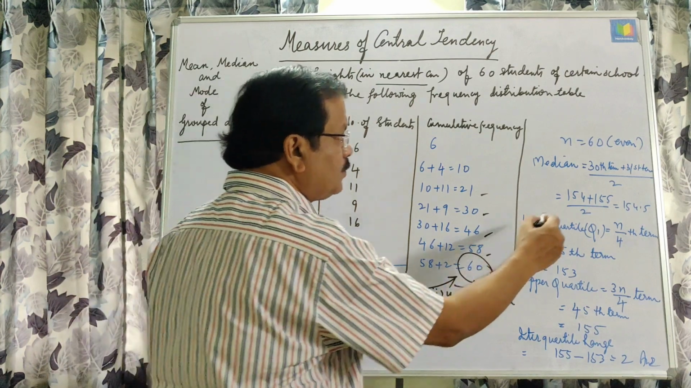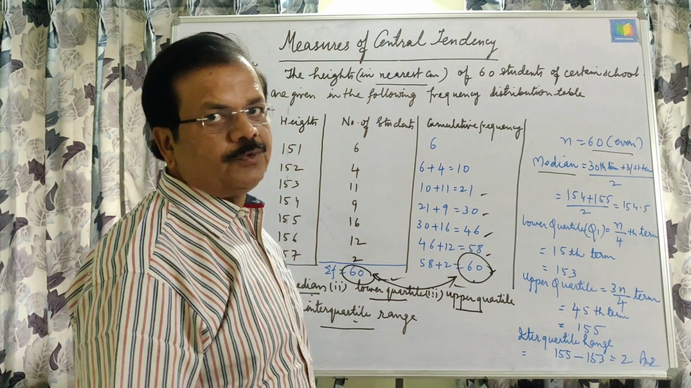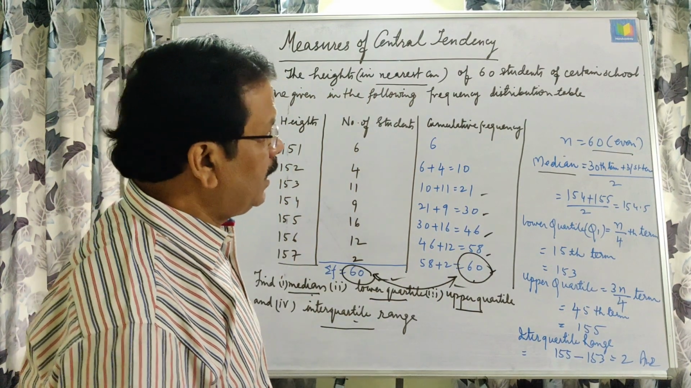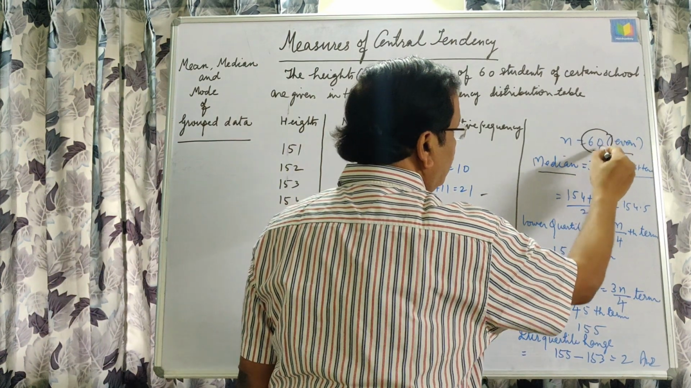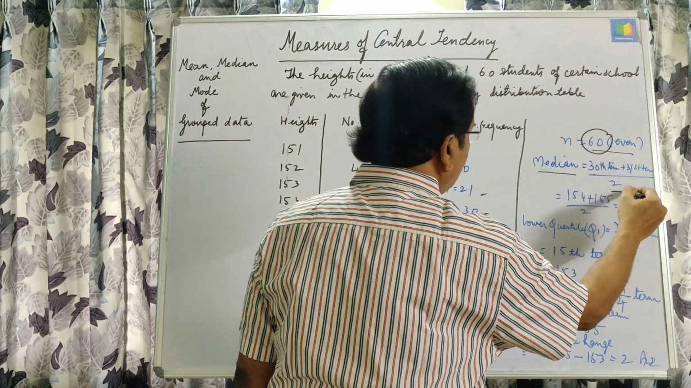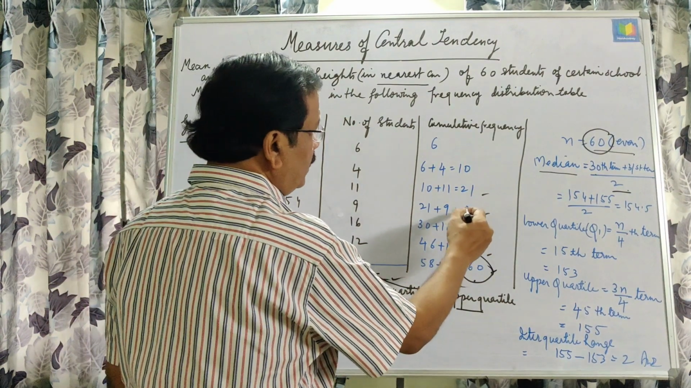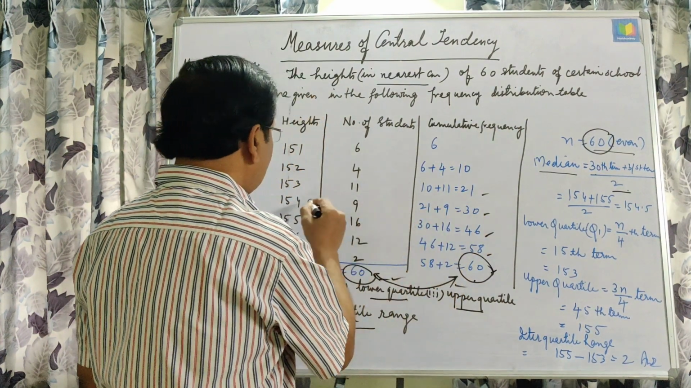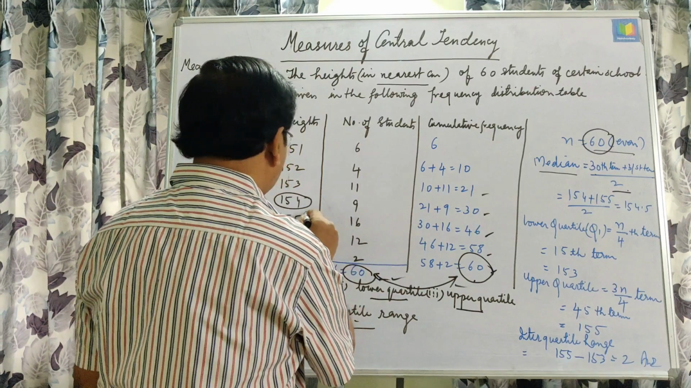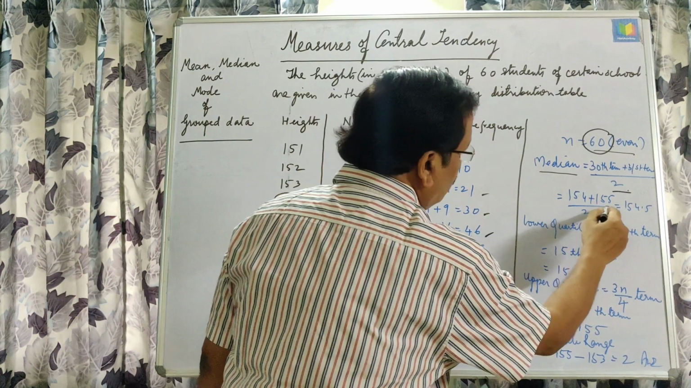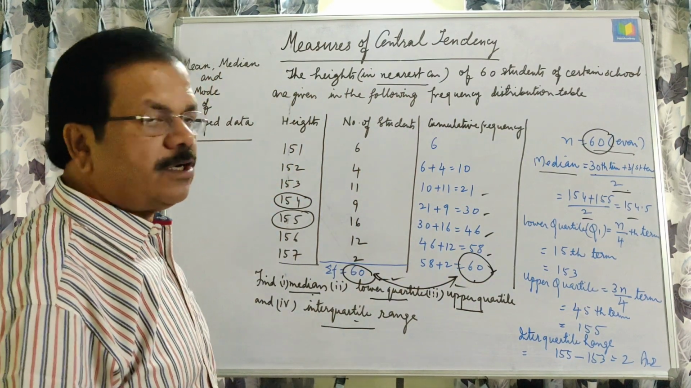Now since n is equal to 60, which is even, the median is equal to, following the same formula, the n by 2th term plus the n by 2 plus 1th term upon 2, and that is, n by 2 means 60 by 2, the 30th term plus the 31st term upon 2. And where is the 30th term? We are looking here in this row. The 30th term in cumulative frequency means 154, and the 31st is in this one, that is 155, then 154 plus 155 upon 2 is 154.5. This is our median.